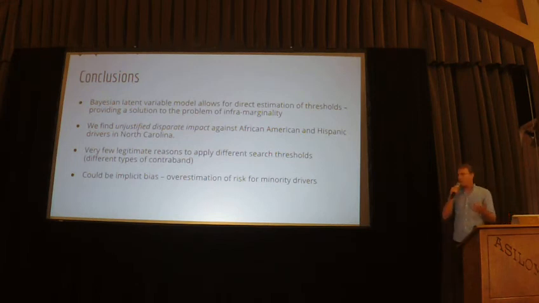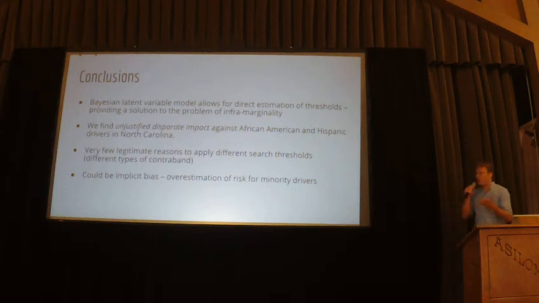And there are very few legitimate reasons that there might be different search thresholds. So for example, we can rule out, say, officers applying lower thresholds at nighttime and minority drivers having different driving patterns. One thing we can't rule out is if drivers carry different types of contraband. So officers might be applying a really high threshold for marijuana because they don't really care about finding a low-level drug like marijuana, but they might apply a very low threshold for weapons. And if different groups carry these different types of contraband at different rates, that might drive some of the difference in thresholds that we see. We can't rule that out.